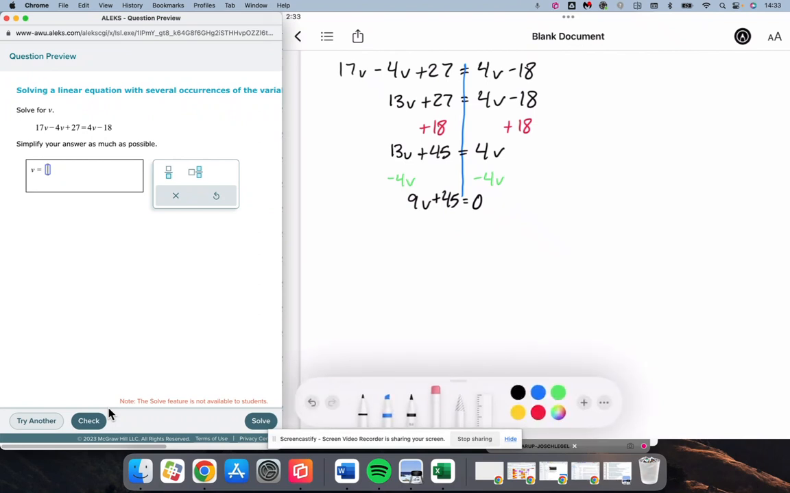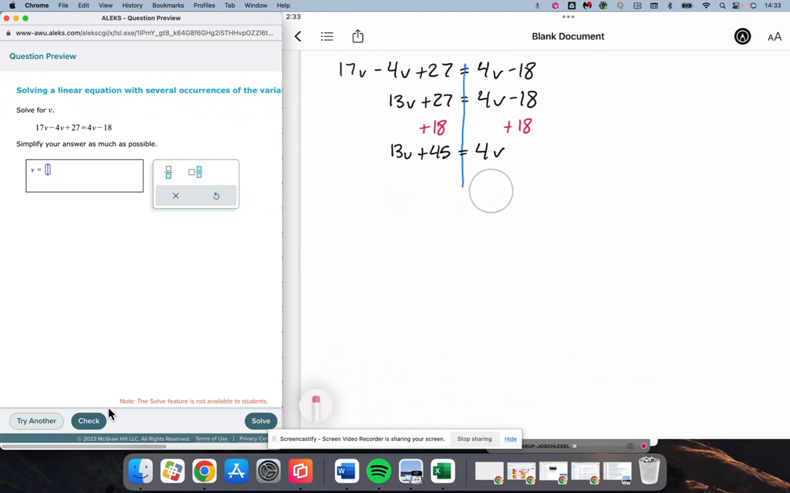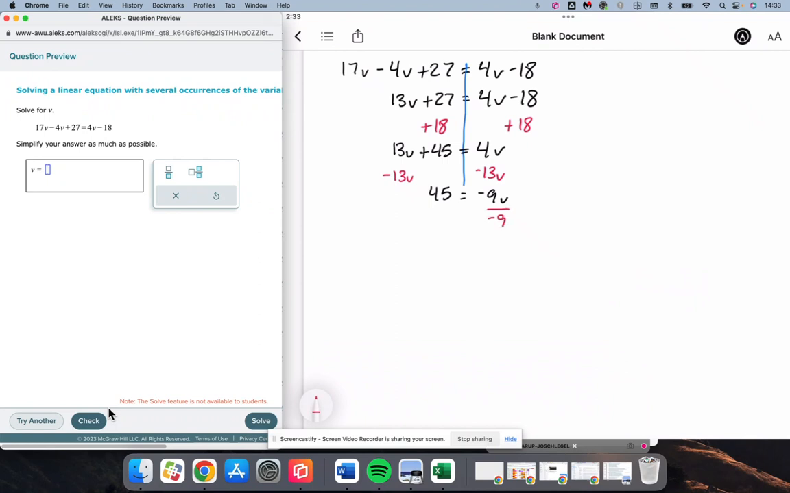But it's important to understand that we can't just start making up things at this point. And so actually subtracting the 4v is probably a bad idea because it doesn't help us get the variable on one side. What we do need to do is recognize that we want variables on one side and numbers on the other side. So I'm going to subtract 13v, which is going to give us 45 is equal to negative 9v. And so finishing off this darn thing, we see that we're multiplying v by negative 9. We need to divide by negative 9. 45 divided by negative 9 gives me negative 5.